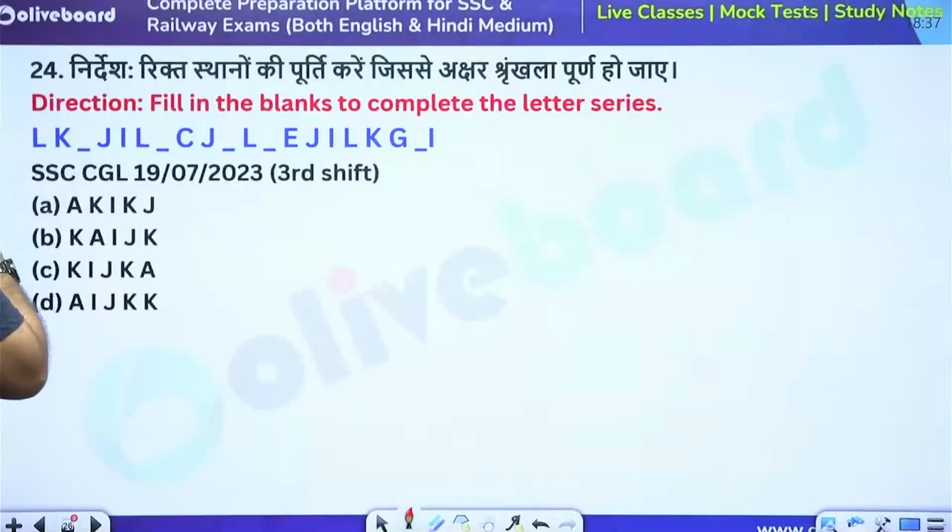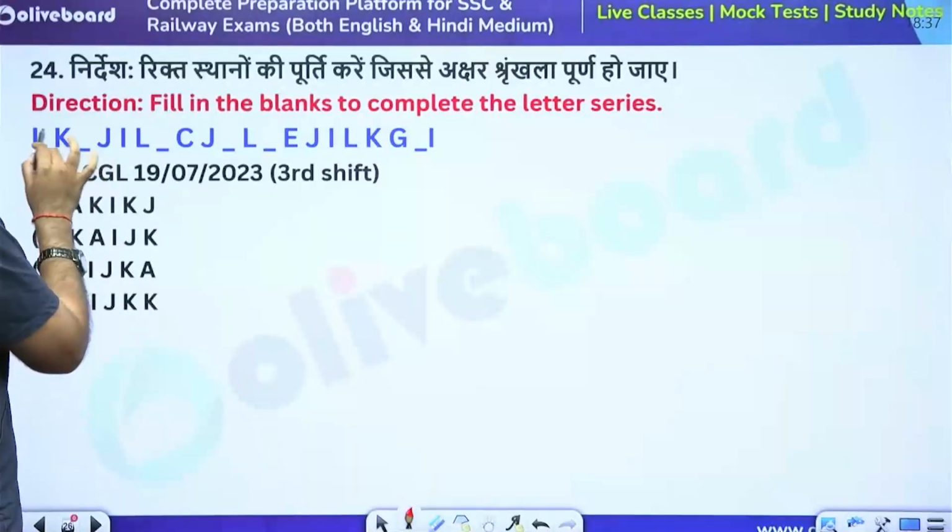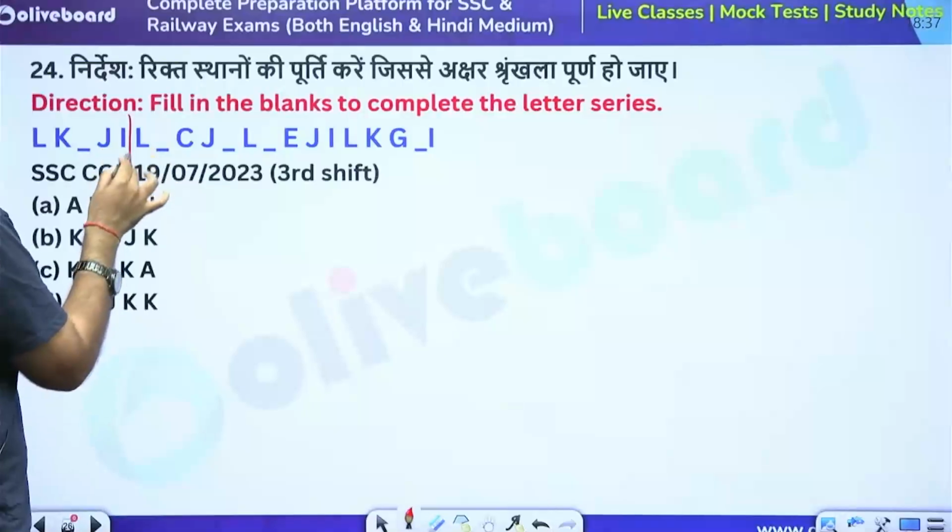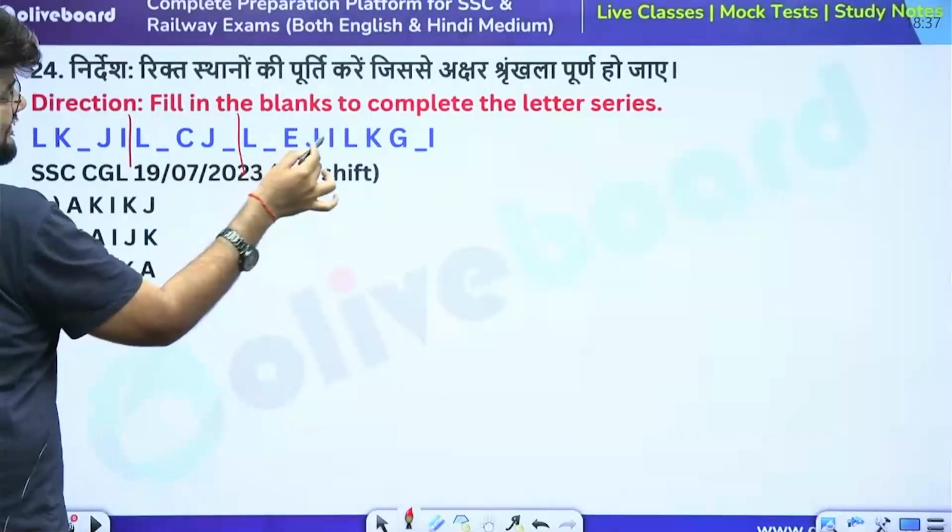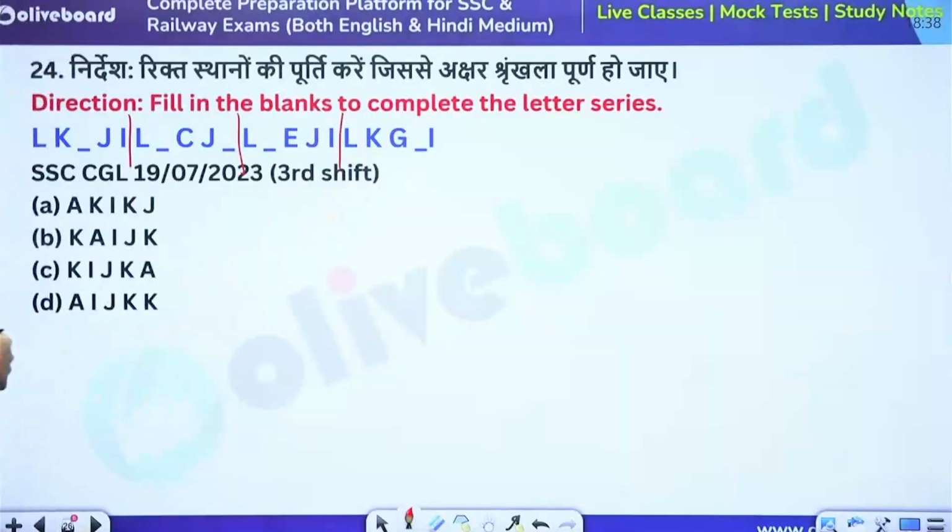So this seems to be a complete repeat pattern, but let's still check it out. LK-JI, LJLL, LKG-I, LKG. First one does not have G, so that is what is changing.